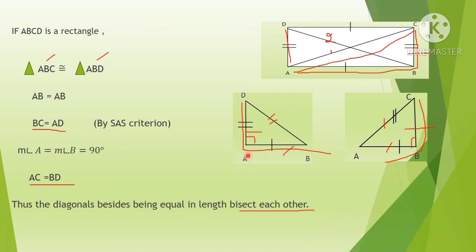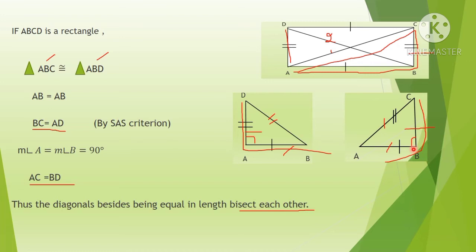Next one, can you see here? A is a right angle, right? Right angle means 90 degrees. So here A is 90 degrees, and in the second triangle, B is 90 degrees. So we can write angle A is equal to angle B is equal to 90 degrees. Here we can apply SAS congruence. Why? Because two sides are equal and one angle is equal. So this is the SAS criteria.